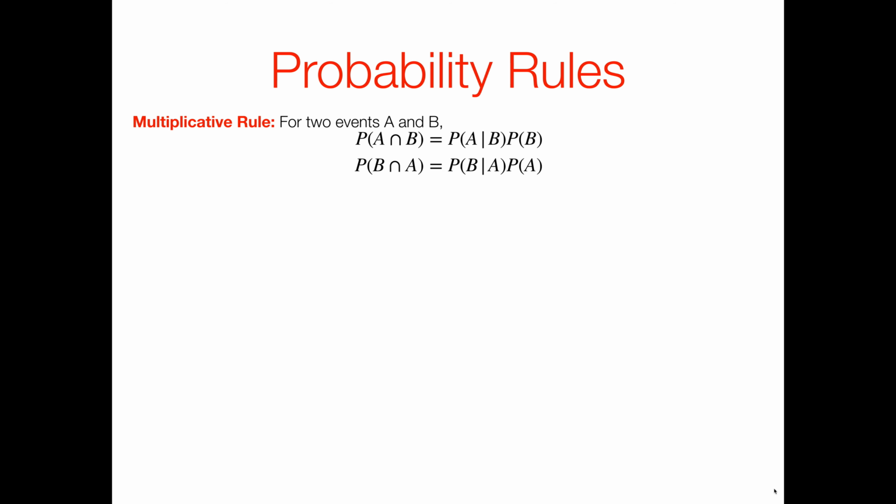Got a couple more rules. We have the multiplicative rule. The multiplicative rule says the probability of A and B is equal to the probability of A given B times the probability of B. And the probability of B and A is equal to the probability of B given A times the probability of A. These are equivalent reorderings of the same statement. If you take your definition of conditional probability and flip some things around, you're going to get these two statements. That's where they came from, and they are saying the same thing, because the probability of A and B is equal to the probability of B and A. A and B, B and A, those are the same.